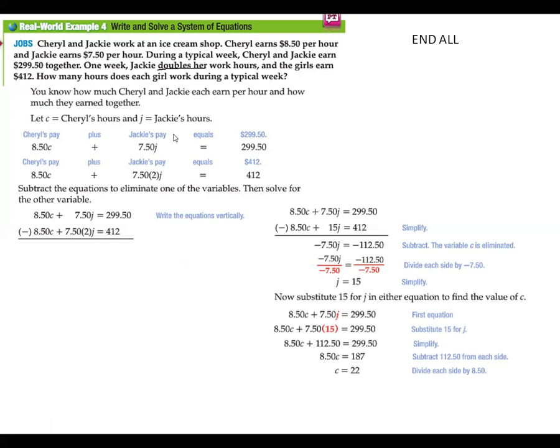So now this says how many hours does each girl work during a typical week? The typical week is 15 hours and 22 hours. That would be the $299.50. If it was the week that she doubled her hours, well, you'd have to double the hours that you got. So that week she worked 30 hours. Okay, but since it asked for the typical week, it would be Jackie works 15 hours and Cheryl works 22 hours.